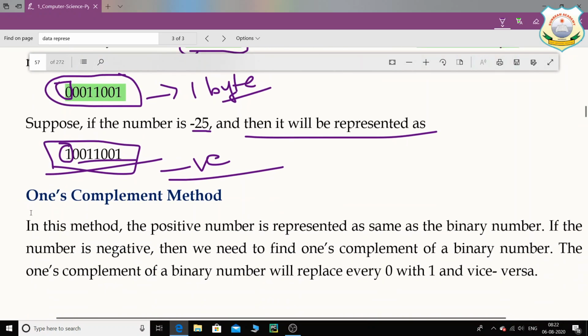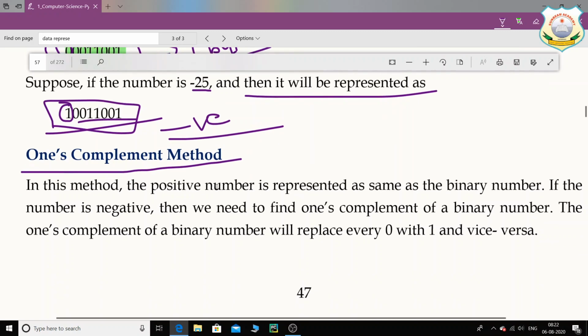Now we will go on to understand the ones complement method. Even this is pretty simple and very straightforward. If it is a positive number, the number is kept as it is. If it is a negative number, we convert every 0 to 1 and every 1 to 0. That is the simple technique we have.